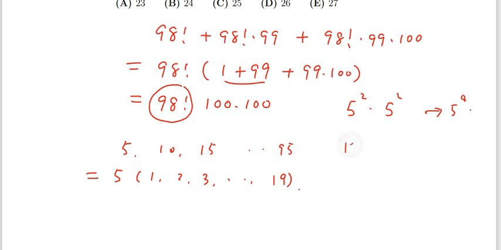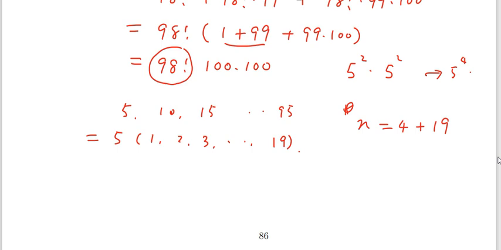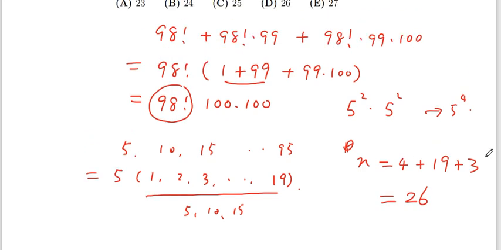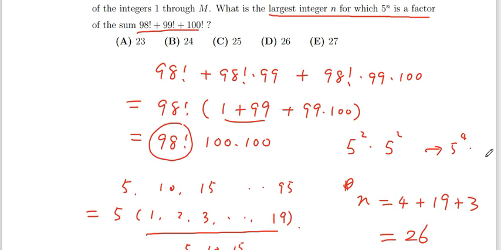Okay, so for this n, I'm sorry. At first we can see n equals 4 plus 19. And then for those numbers we can still check, we still have some factors of 5. So we have 5, 10, 15, right? Among these we can also take 3. Okay, so the answer is 26. So the largest n is 26.